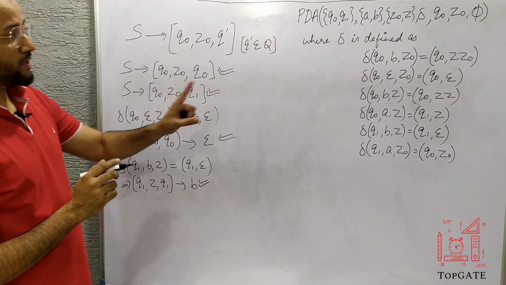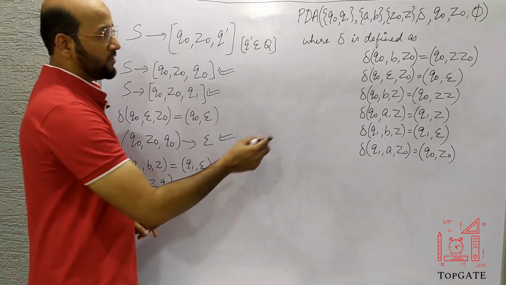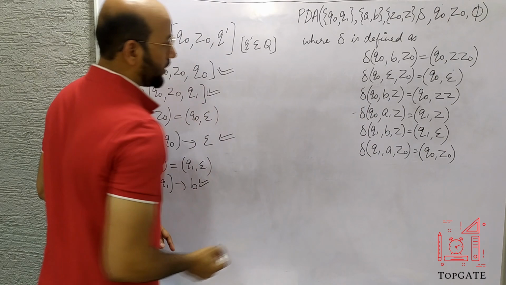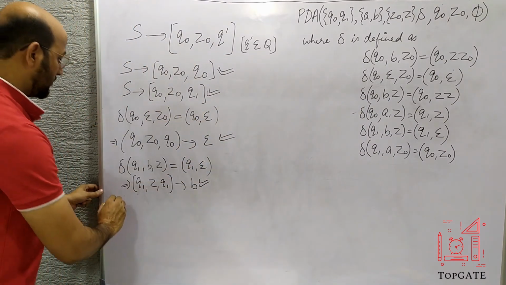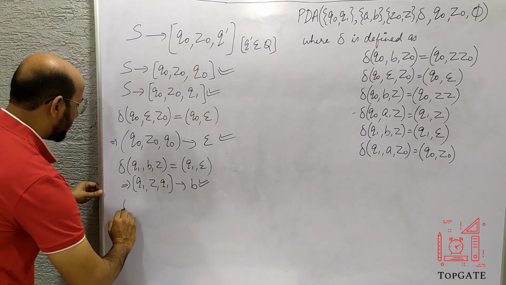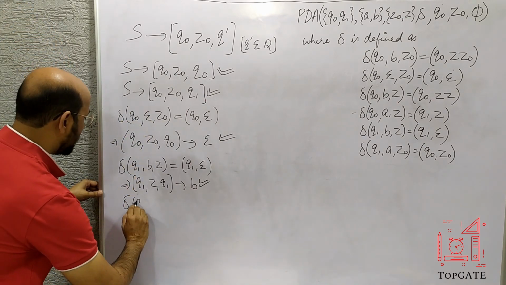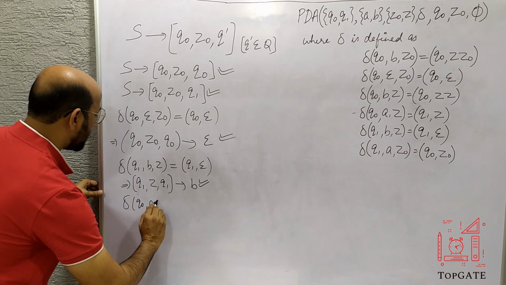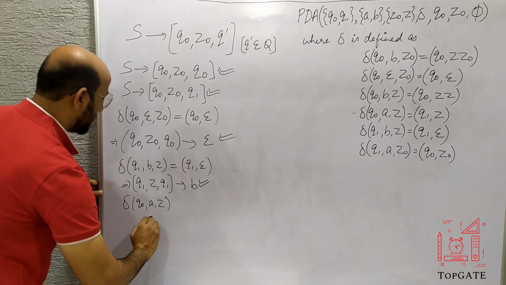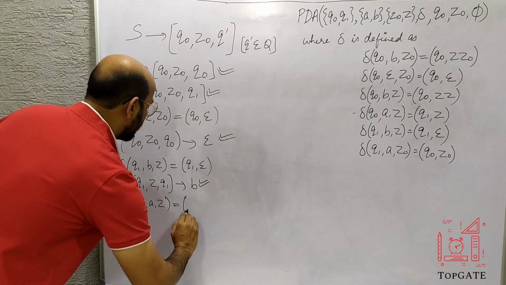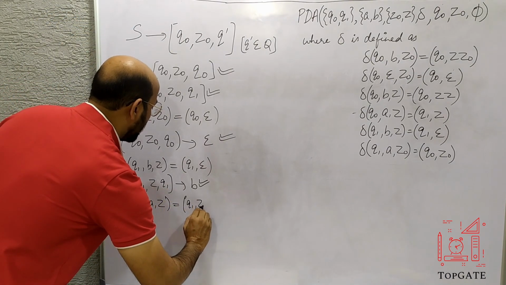Now we'll move on to the first bypass operation. What is the first one? The first bypass operation that we have is this one, so I'll take this one now. The operation is delta of q naught comma a comma z, which is q naught comma a comma z. It gives q1 comma z.